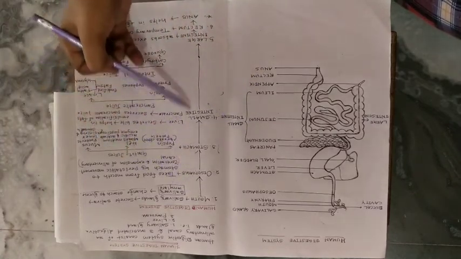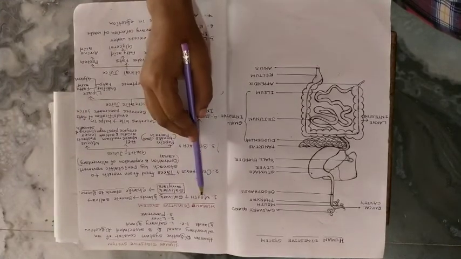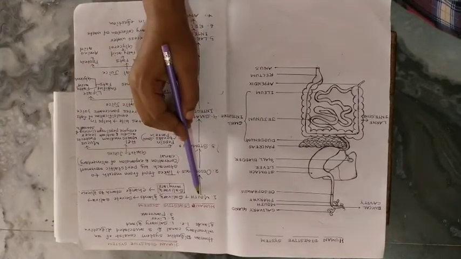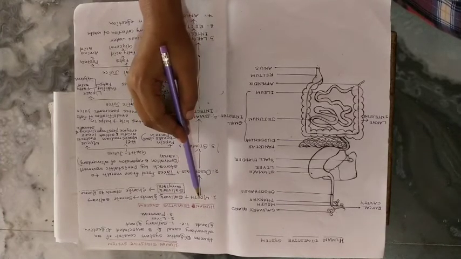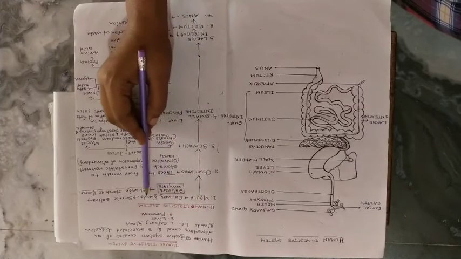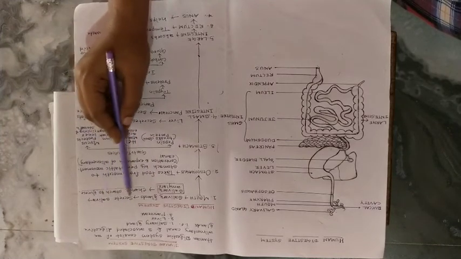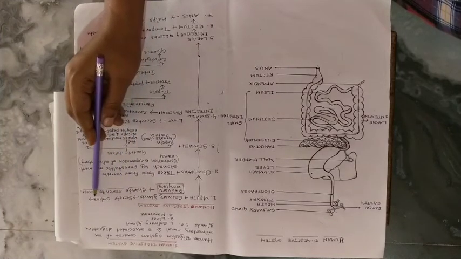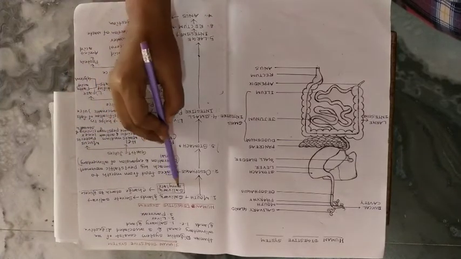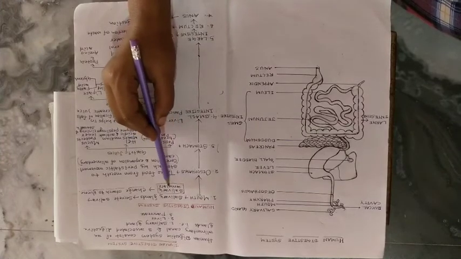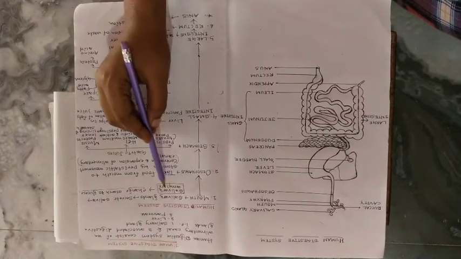We will start from the mouth. Mouth is the external opening through which we take food, and the mouth leads into the buccal cavity as I have told earlier. In the buccal cavity salivary gland is present, and salivary gland secretes saliva. Saliva contains a digestive enzyme called salivary amylase. This is the name of the digestive enzyme present in saliva.